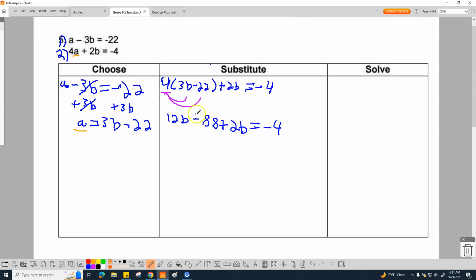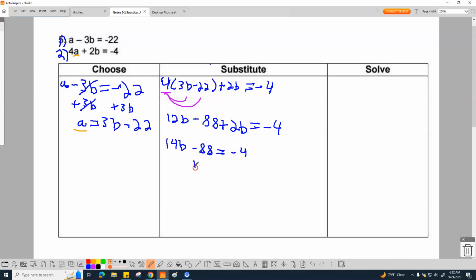Cool. You can see what I did. 4 times 3b is 12b. 4 times negative 22 is negative 88. And then I just brought down the 2b, and I brought down the negative 4. So now I'm going to put my 12b and my 2b together. They're going to add together to be 14b. 14b minus 88 equals negative 4.